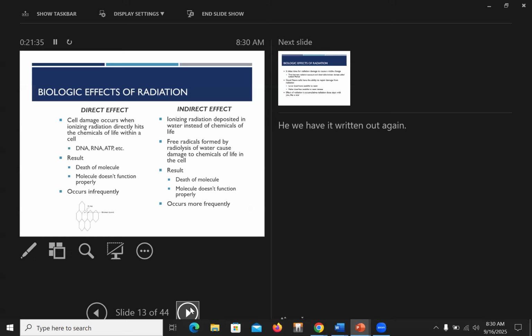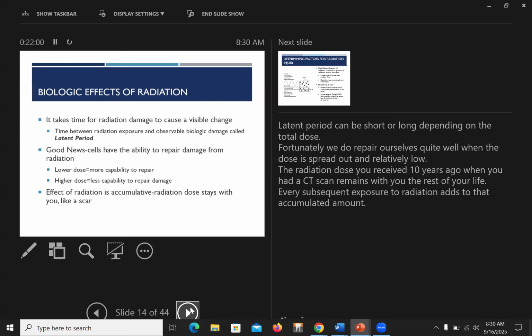So ionizing radiation deposits into the water instead of the chemicals of life. Free radicals form, the radiolysis, the whole process like what we just talked about. And then it's either going to cause enough damage to just kill the cell, or it's going to cause some kind of molecular dysfunction. This is going to occur more frequently because tissue is made up of more water, and so that's going to happen more frequently.